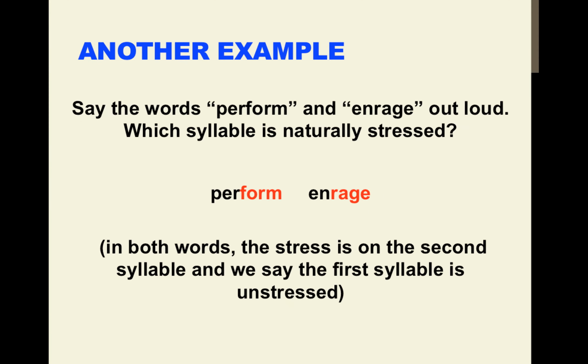Okay, let's take a look at another example. Say the words perform and enrage. You can hear it even when I said it. It's the second syllable that we tend to stress. Perform. We say the word per, but there's more emphasis on the form. I was enraged. Again, the rage gets more emphasis than the en. So in these words, the stress is on the second syllable. So we would say that this is an unstressed, stressed word.